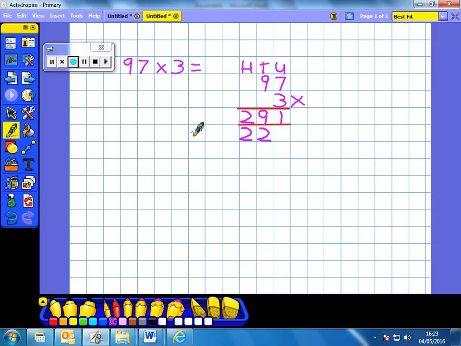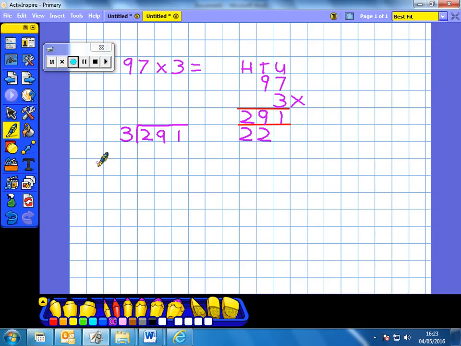Now we could continue because sometimes your teachers might say to you, prove it, convince me. And then what you can do is a little division. So using the bus stop, you can mark out your little shelter, put in the number 291, and then think about it. You're going to work out how many 3s are in 291.